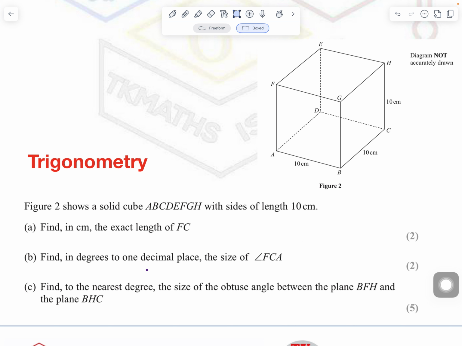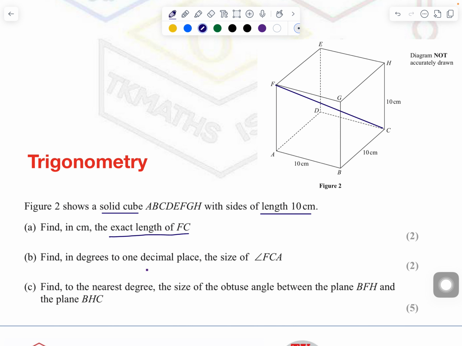So let's see here. The first part of the question is giving you information that it is a solid cube. You can see it in the diagram, and the length of each side is 10 centimeters. You have to find the exact length of FC, which is coming from there to here.